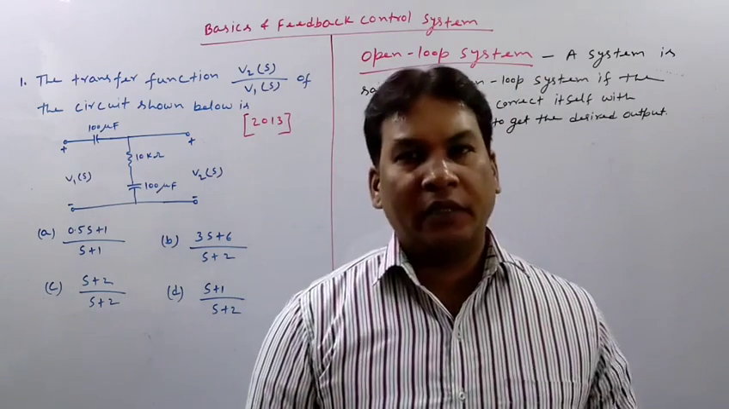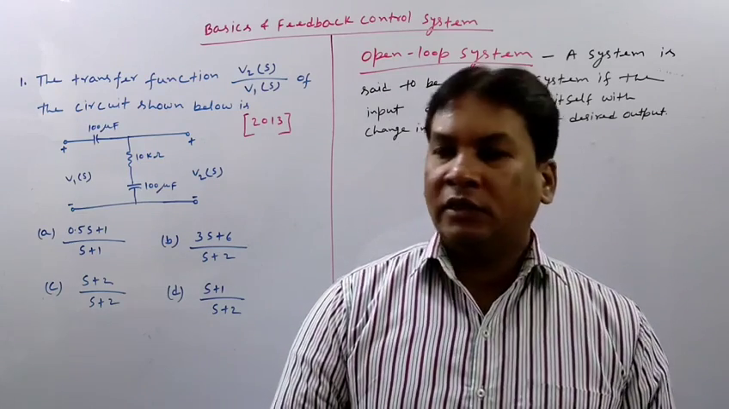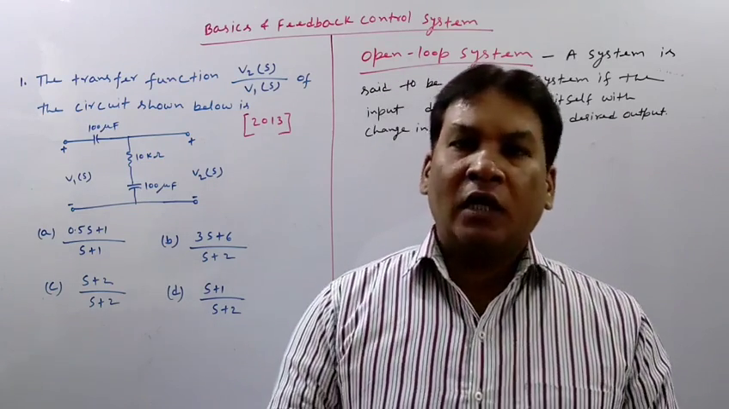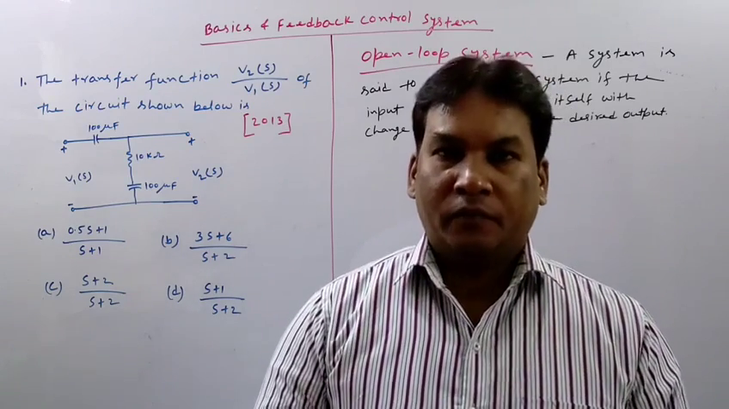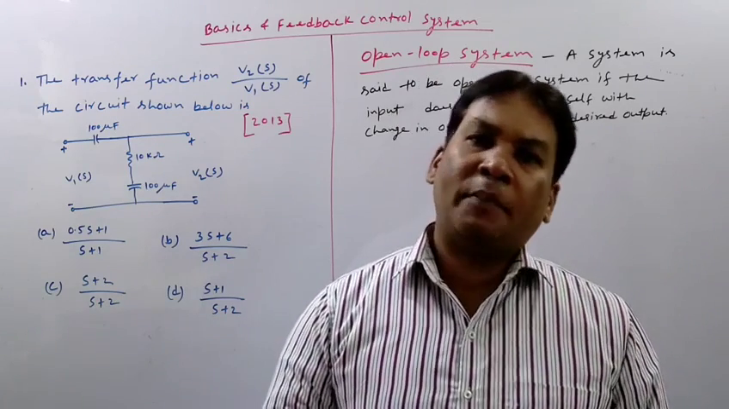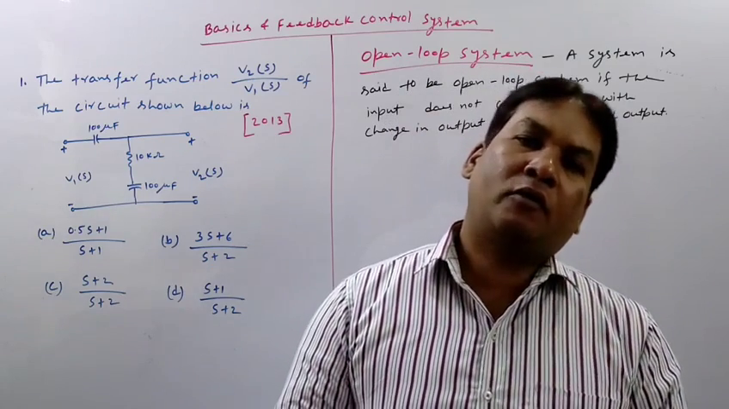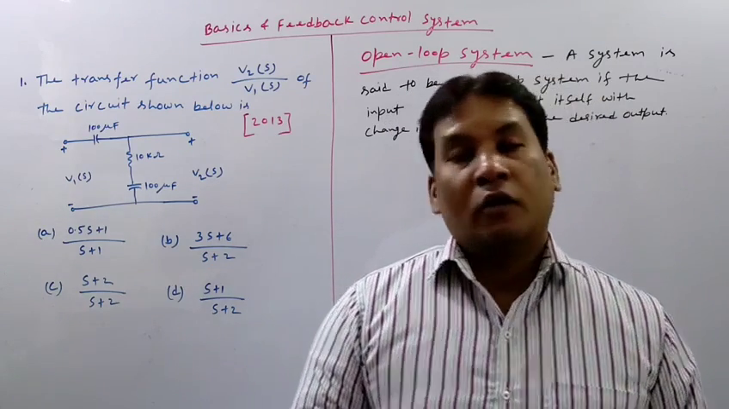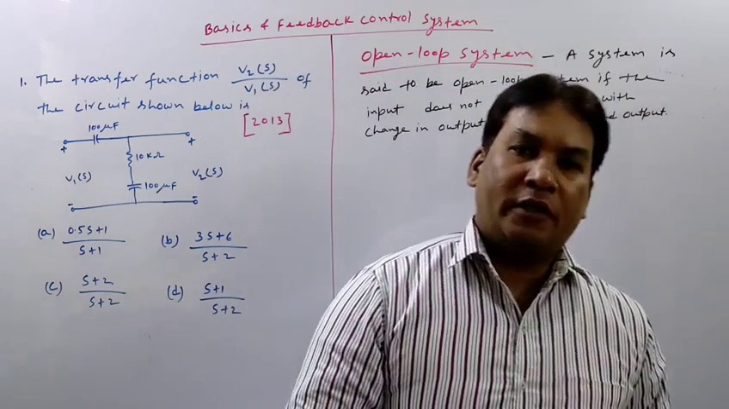Whatever input you are giving, according to that the fan is moving. The fan is not moving according to the situation. Suppose we are getting cold, then the fan will not sense the temperature of the environment and slow its speed. That is, we can say a fan is an open loop system.